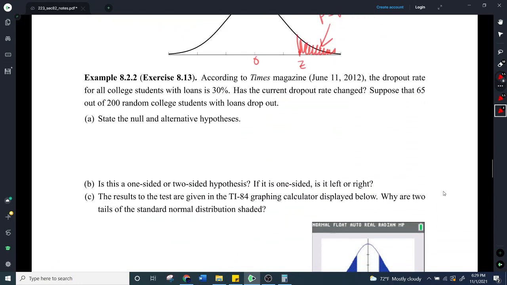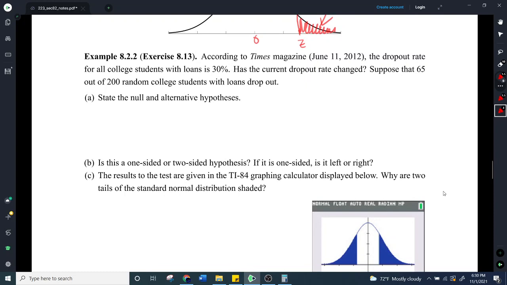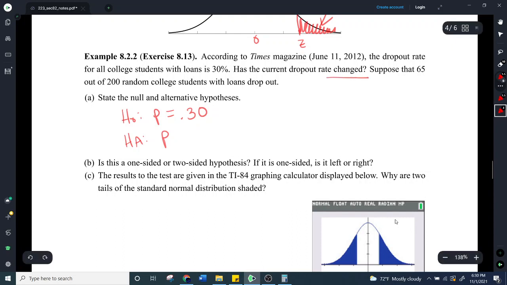Let's do another example. According to Time Magazine, the dropout rate for all college students in 2012, so this is pretty old data, with students with loans was 30%. Has the current dropout rate changed? Suppose that 65 out of 200 randomly selected college students with loans drop out. So the null hypothesis would be that p equals 30%, nothing has changed. The alternative hypothesis, since it asks whether the dropout rate has changed, is that p is not equal to 30%.